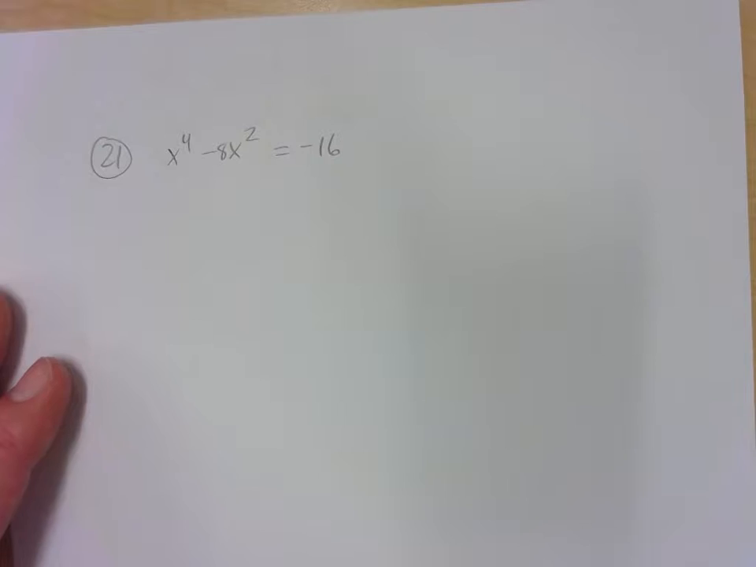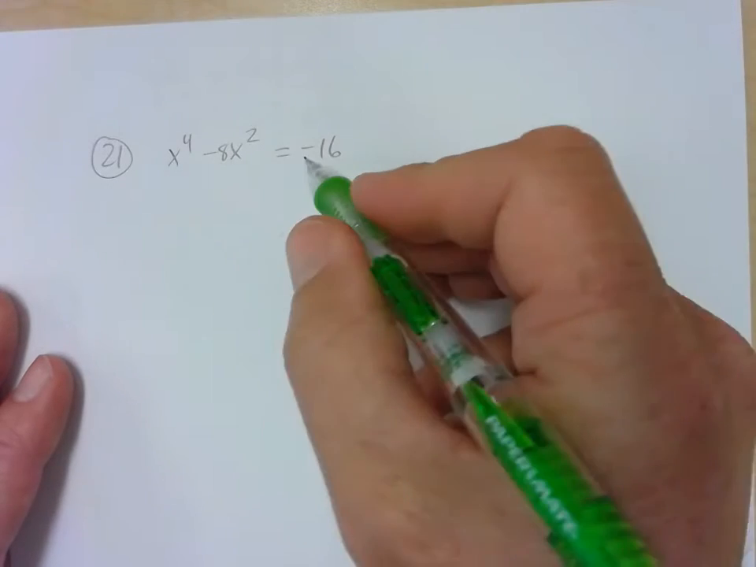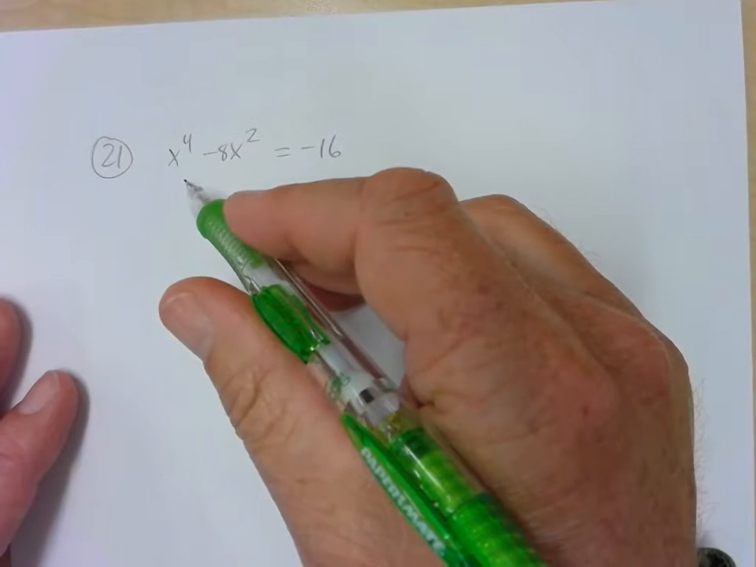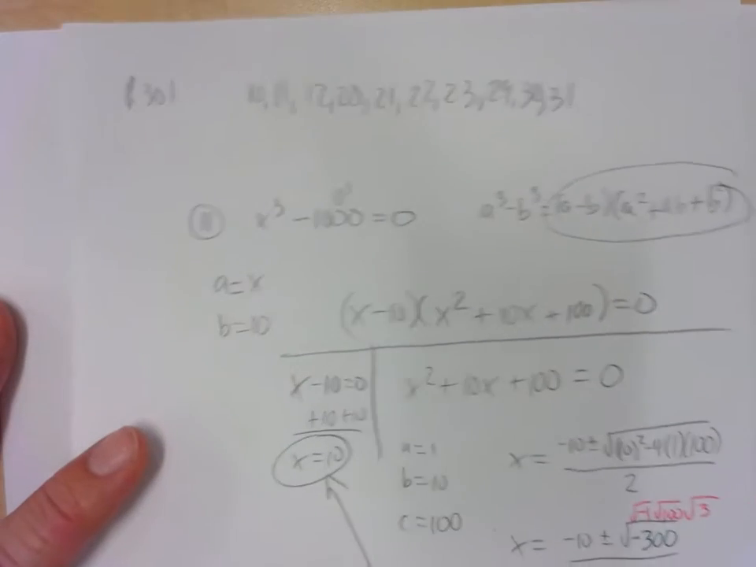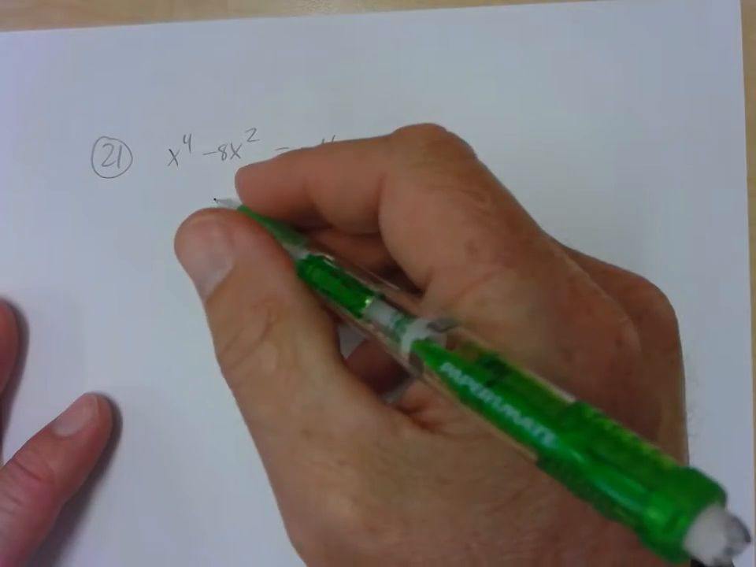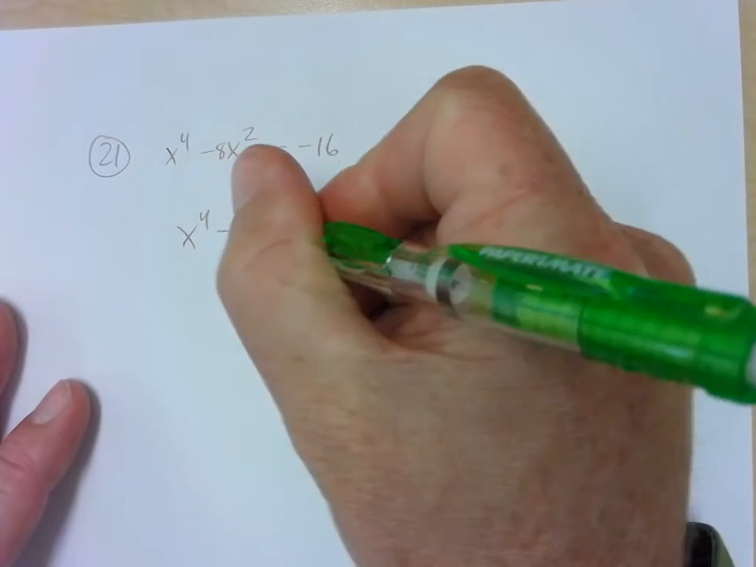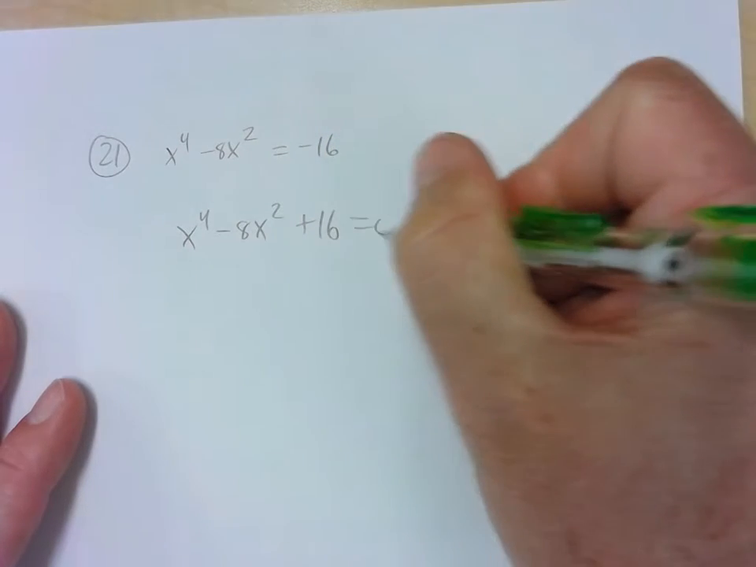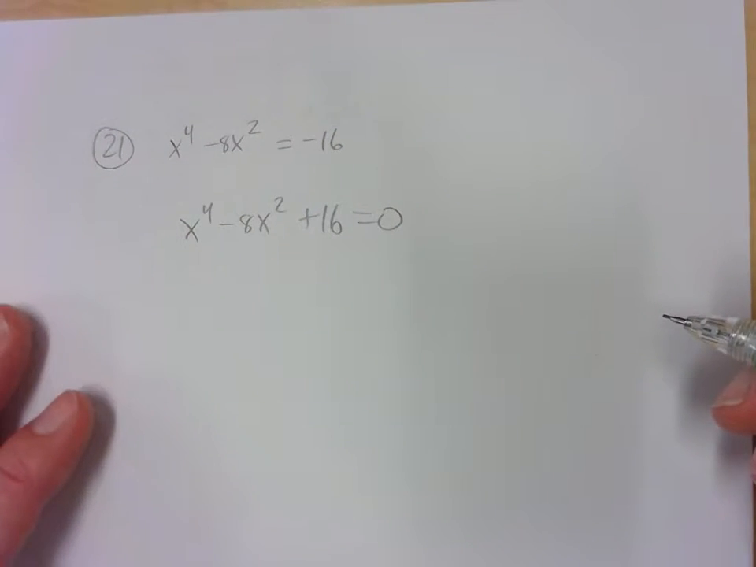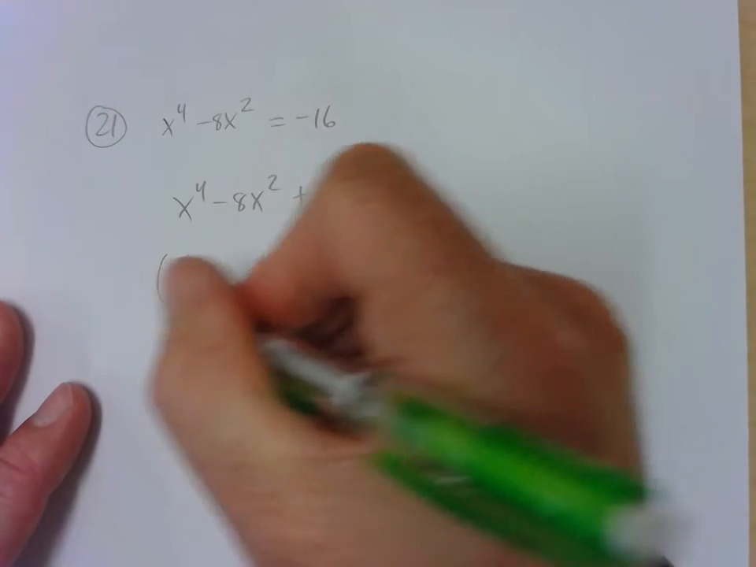21. So this is my polynomial. I'm going to set my polynomial equal to 0 so I can factor it. That's what I'm still factoring. I factored this. It was weird factoring, but I factored it. So now I'm going to go to x to the 4th minus 8x squared, add the 16 over, equals 0. So now I'm going to factor it just like I did in the examples.